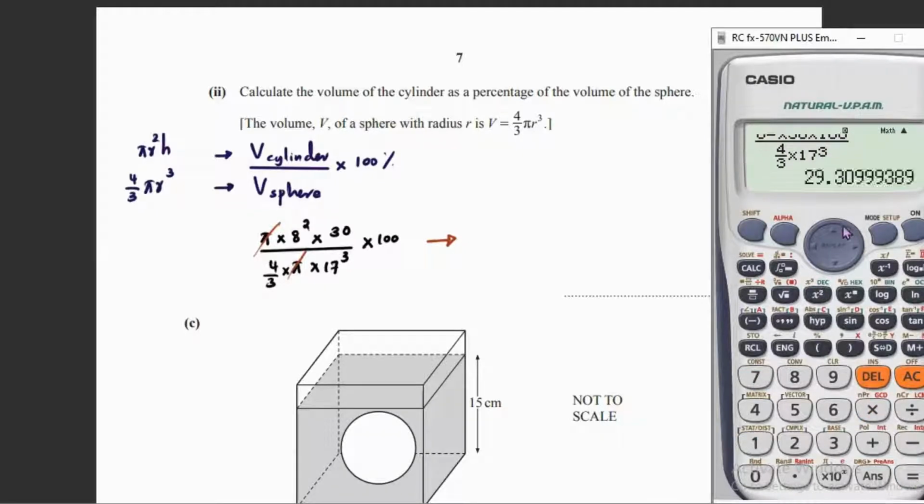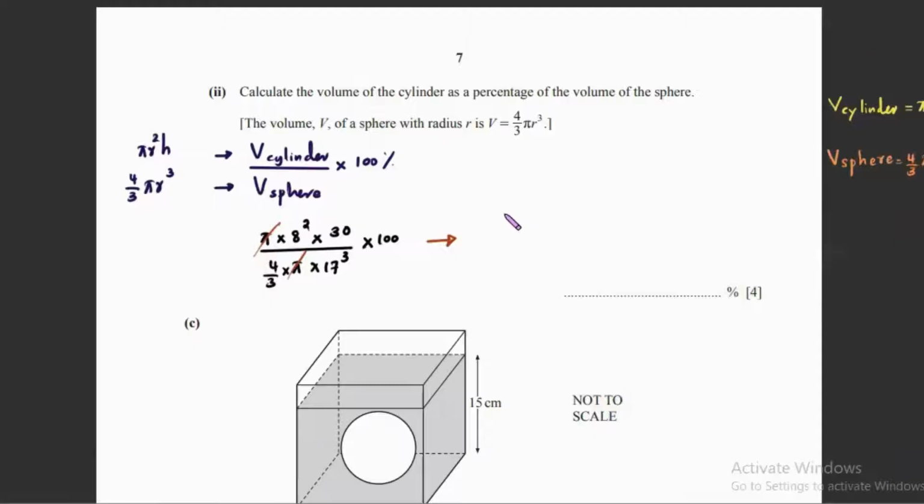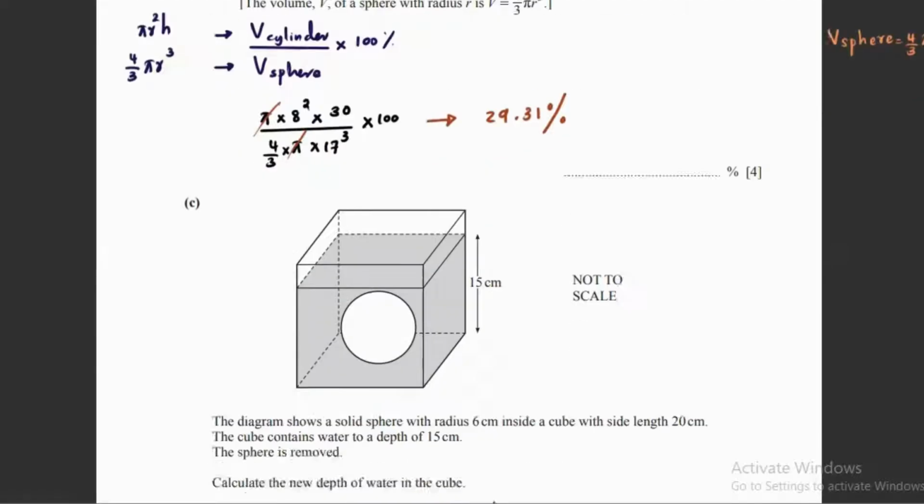So when I do that, I get 29.3099, which is the same as 29.31%. So 29.31% is going to be the answer for this question. Let's move on to part C.